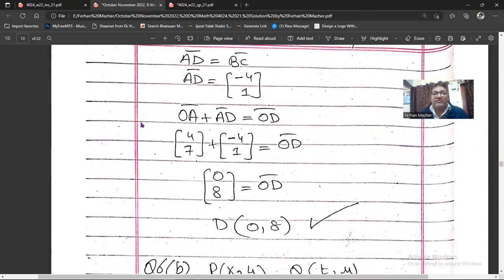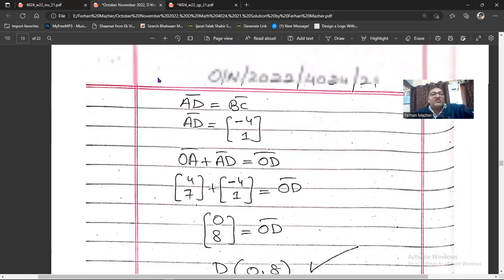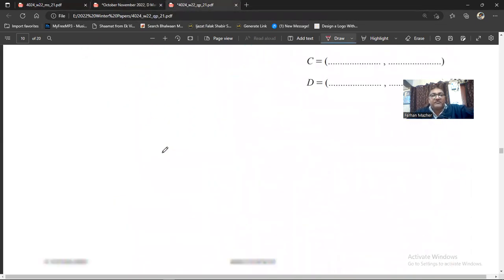So 4 minus 4 is 0, 7 plus 1 is 8. So OD will be (0, 8). (0, 8) is the right answer. This is the solution of how you find the coordinates of D. I hope you understand this.